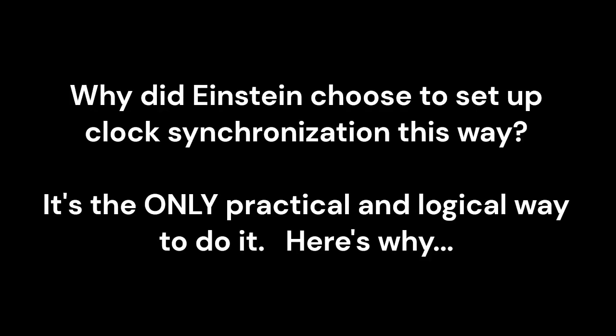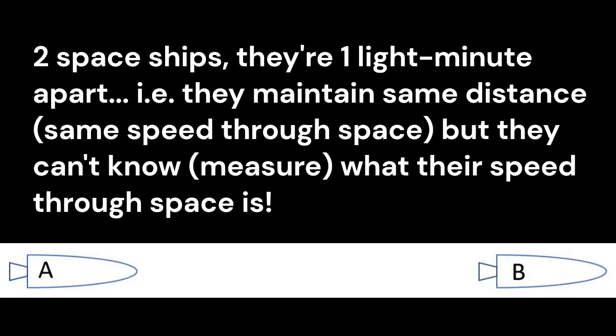Why did Einstein choose to set up clock synchronization this way? It's the only practical and logical way to do it. Here's why. Imagine there's two spaceships and they're traveling in the same direction at the same speed, and they're maintaining this distance of 1 light minute apart.